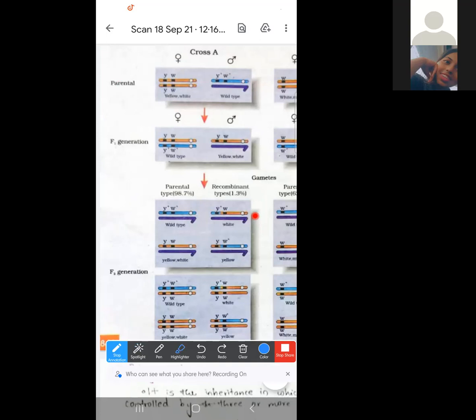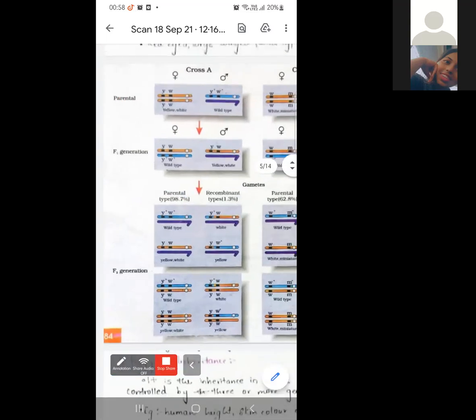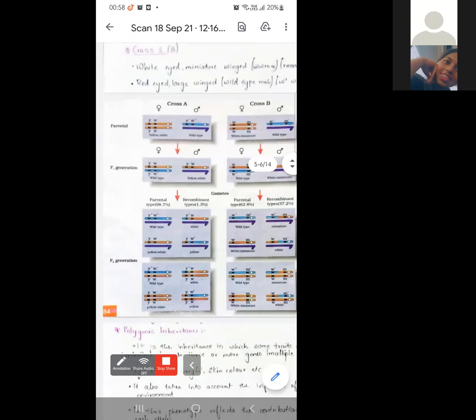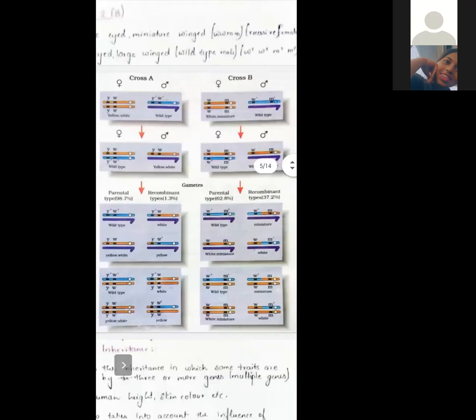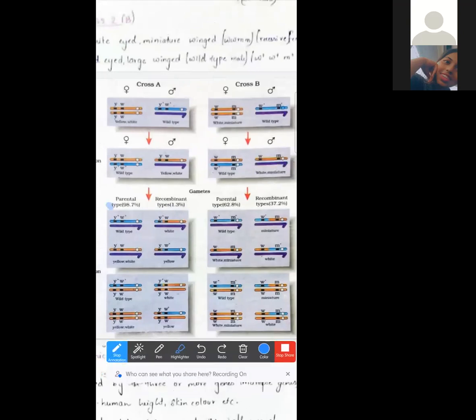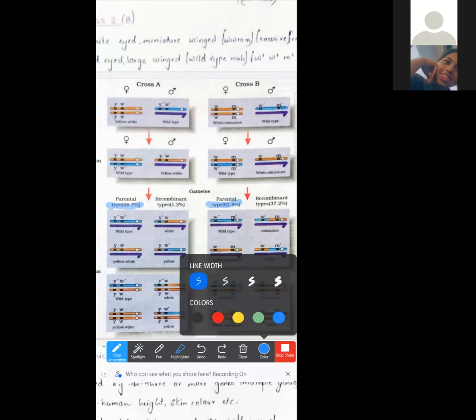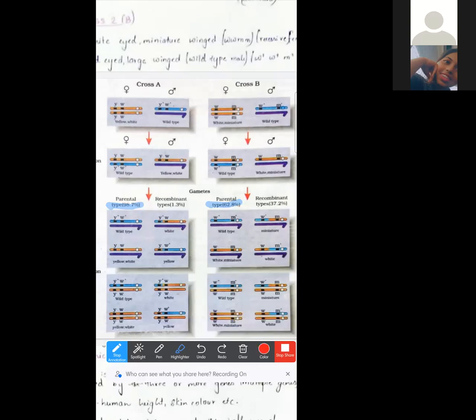The parental percentage is 98.7% in cross A, and it is 1.3% recombinant. Okay. So if you compare this with cross B, you will find a great difference between the percentages. See, here the parental type percent was 98.7, but in case of cross B it is 62.8%. And what about recombinant percent? It was 1.3% in cross A and 37.2% in cross B.